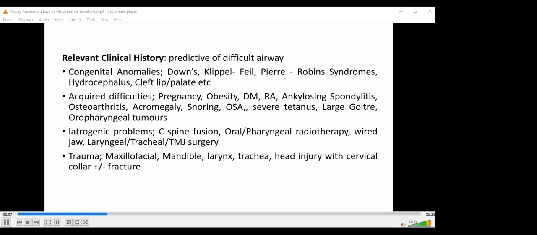Some iatrogenic problems may be previous C-spine surgery, in which the vertebrae have been fused, which will limit extension of the neck, oropharyngeal radiotherapy, maxillofacial procedures requiring wiring of the jaw, and previous laryngeal, tracheal, or temporomandibular joint surgery. Also history of trauma: maxillofacial trauma, mandibular, laryngeal, tracheal, and patients that suffered head injury and need cervical stabilization with or without a fracture.